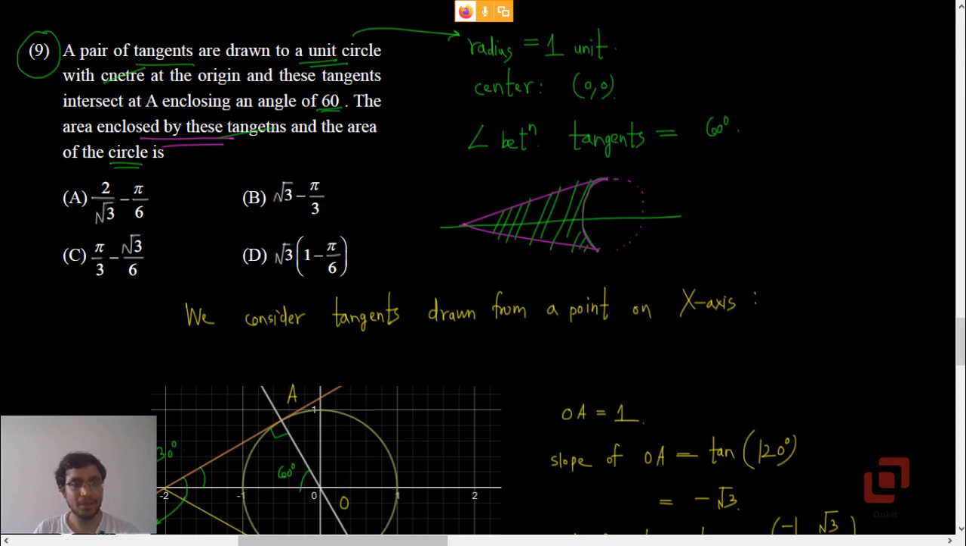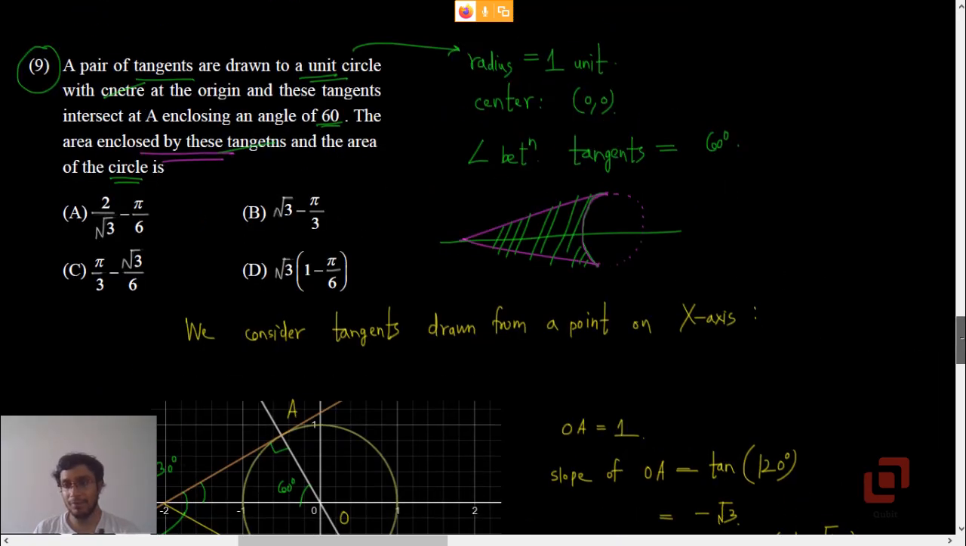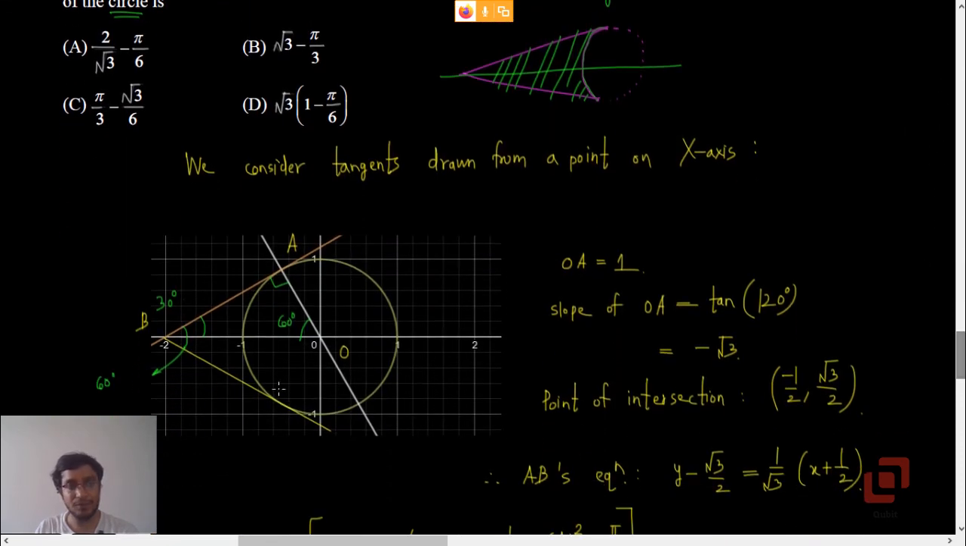So what I have done is, I have not only drawn the unit circle, but I have also considered a point. They're saying a pair of tangents are drawn, so these tangents should be drawn from some point. In the problem, the point is A. I have called that point B. So B is the point from which two tangents have been drawn to the circle. Now I have deliberately chosen this particular point B on the x-axis, because then we can make use of the symmetry.